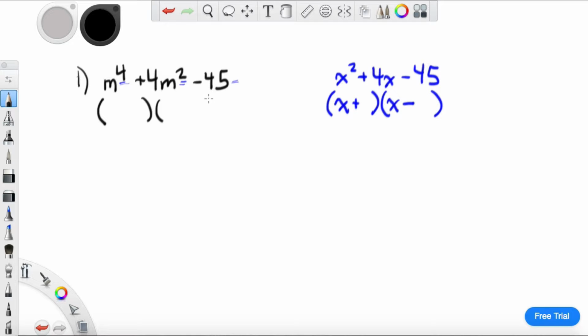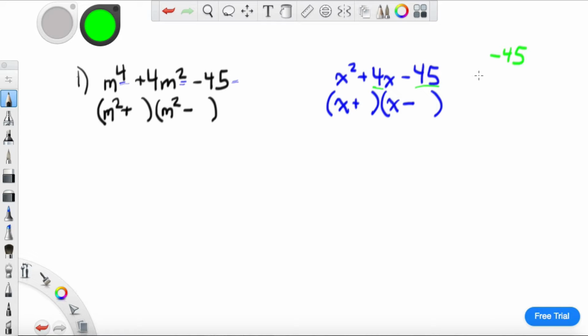I open up two sets of parentheses, but instead of starting with just m, I'm going to start with m squared on both sides, because m squared times m squared is going to give me m to the fourth. And then when I get my two inner terms, they'll both be m squared. I'll put my plus here and my minus here. And now I'm going to look for two things that multiply to give me negative 45 and add to give me positive 4.